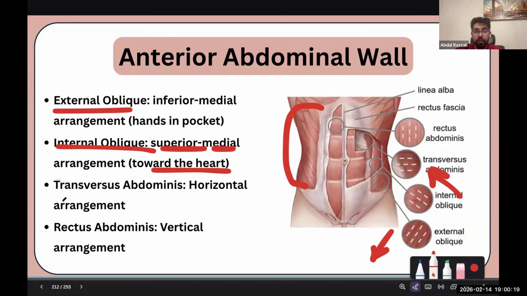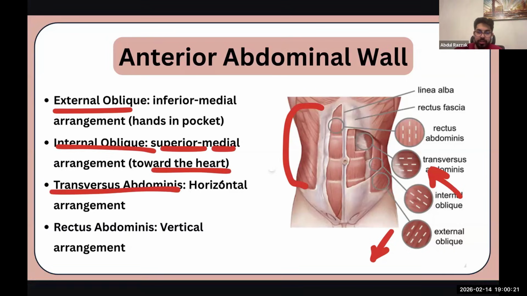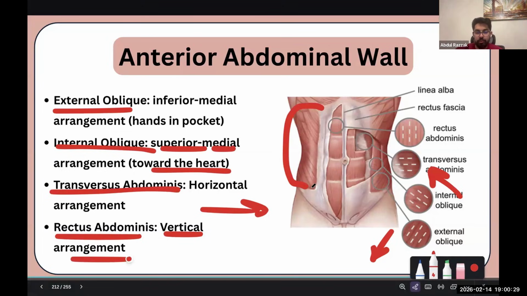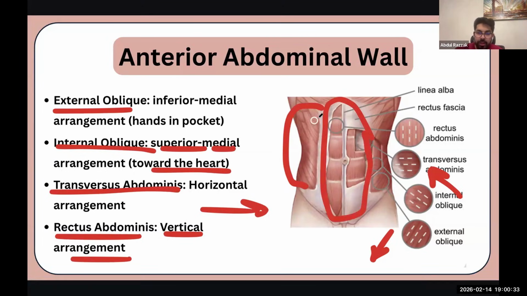You have transversus abdominis, which, as the name indicates, transverse, so it's totally horizontal, like this. And you have rectus abdominis, which is totally vertical. This is the six-pack muscle. We all know this. This is the one in the middle. All the other ones are mainly located on the sides.